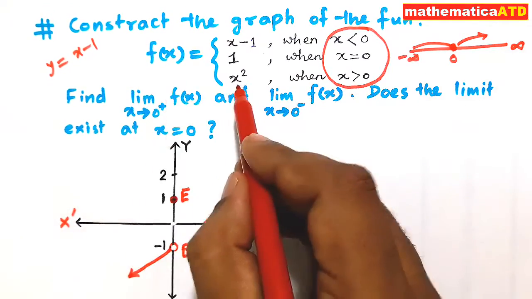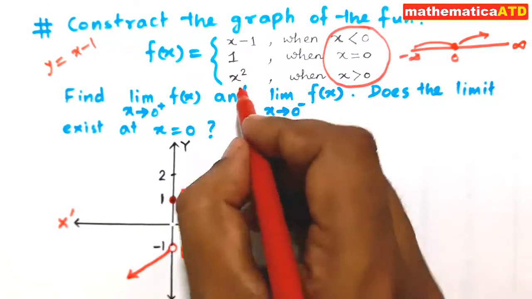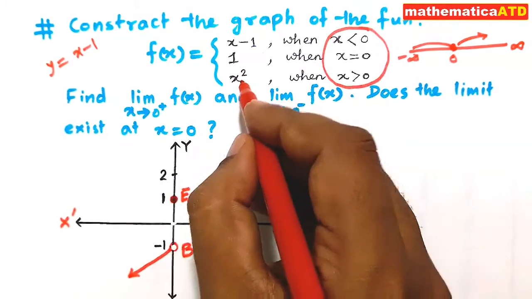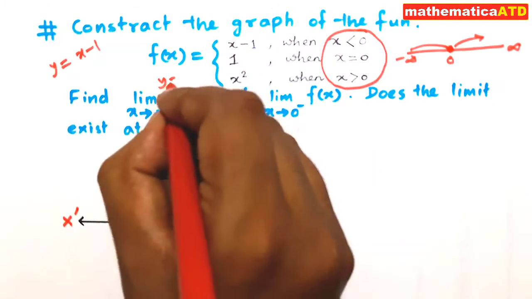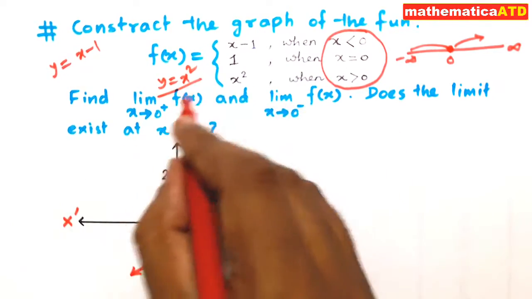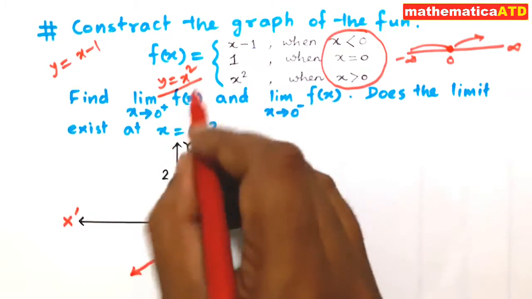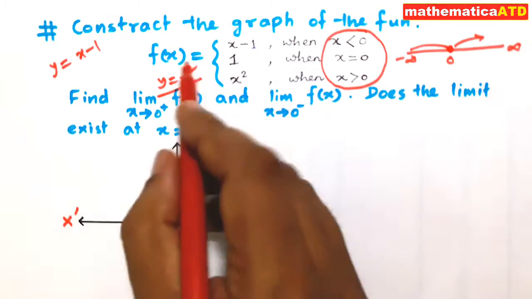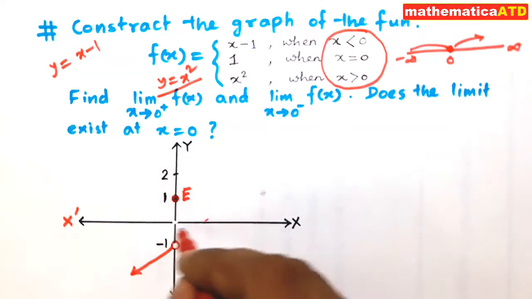Now f(x) = x². Actually, this is an equation of a parabola. y = x², like this. So this is a parabola, and this parabola will be drawn in this way.